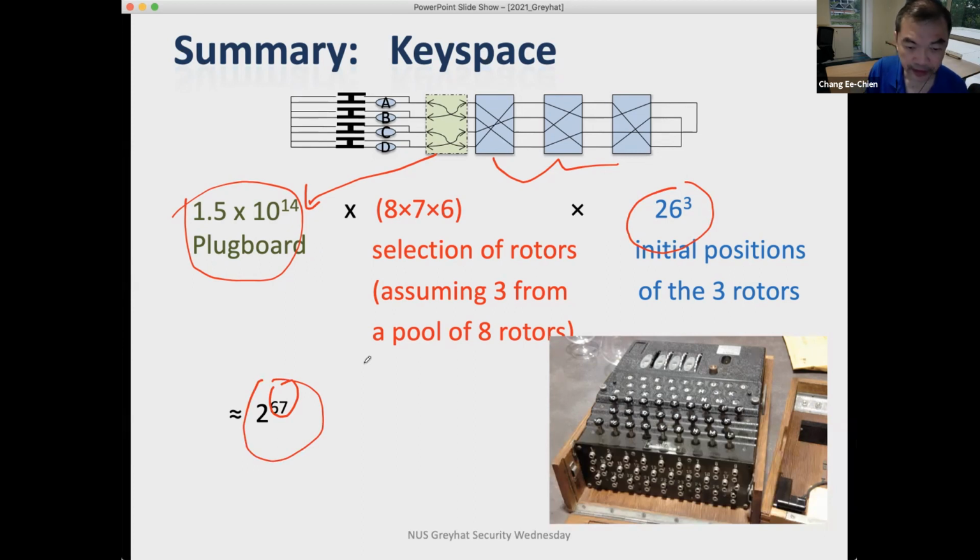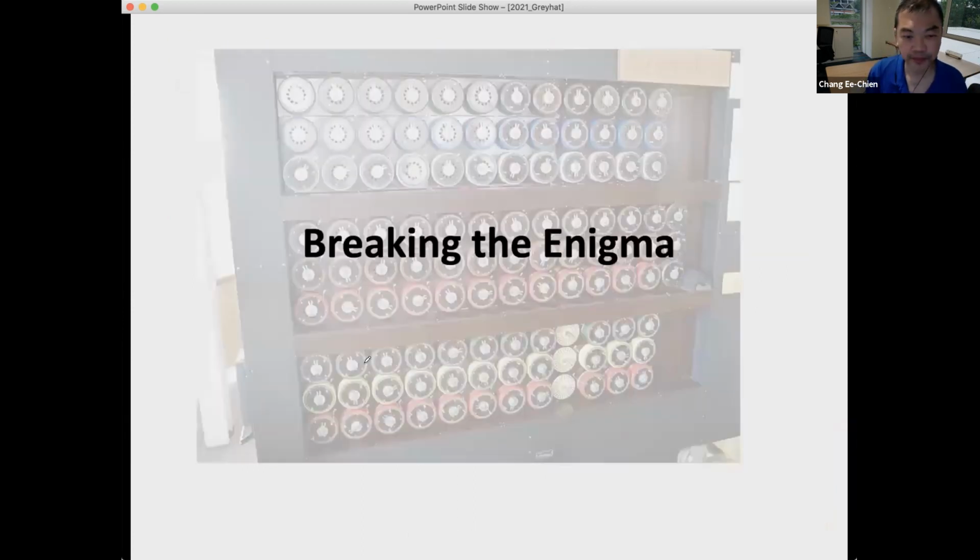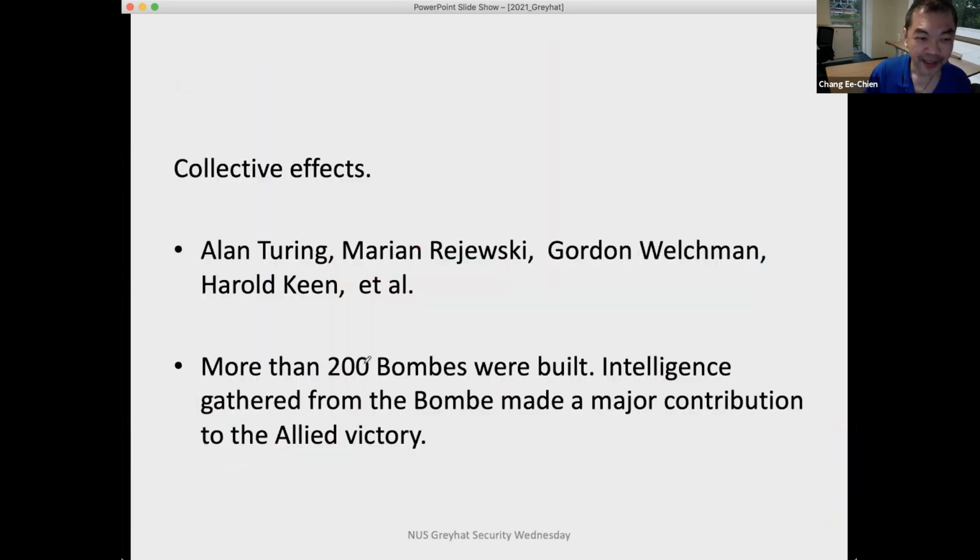They feel that this is unbreakable. Now we want to break it. How do we break it? This is a collective effort. In the movie, you see Alan Turing lead a team, but there are also many other people putting in a lot of effort, especially the Polish mathematicians.